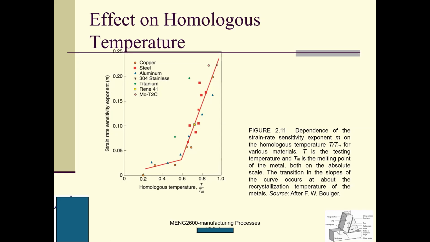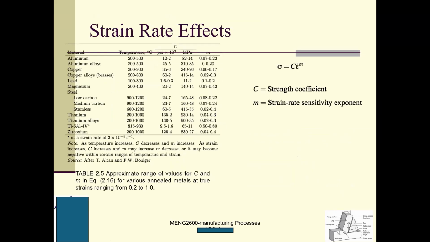Based on this slide, I want you to know how we define the homologous temperature: it equals the ratio of the operating or testing temperature to the melting temperature. This is the strain rate effect, where C is a strength coefficient and m is the strain rate sensitivity exponent. C and m are obtained experimentally. Epsilon dot is the strain rate and sigma is the stress.